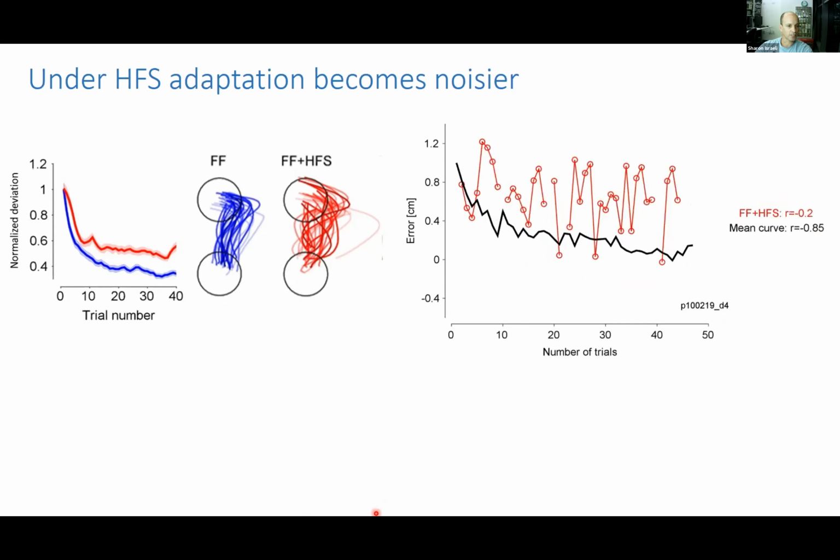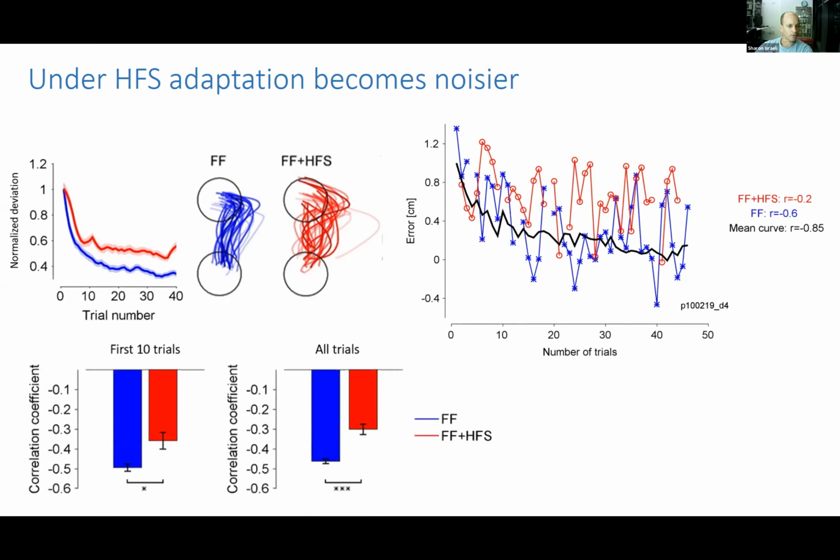With HFS, the coefficient gets even weaker, to a level of minus 0.2. This analysis was applied to all sessions, once when analyzing only the first 10 tries of an adaptation sequence, and again for all tries within an adaptation sequence. In both cases, we found a significant reduction in the negative correlation values during adaptation with HFS. This suggests that HFS interferes with the consistency in which movement errors decrease during adaptation, both during the fast and the slow phases of adaptation.